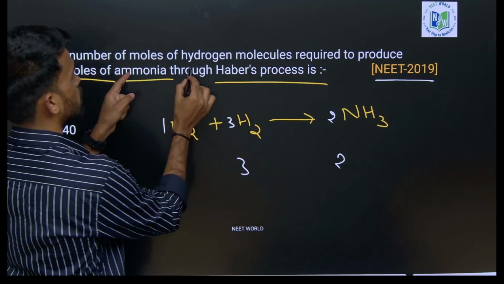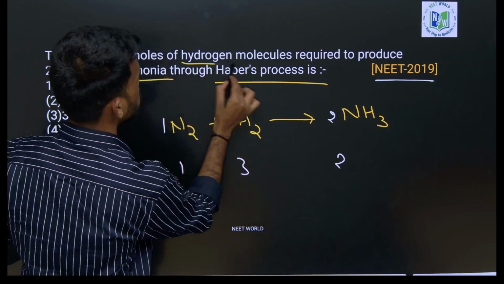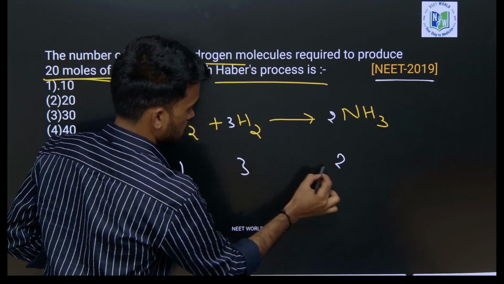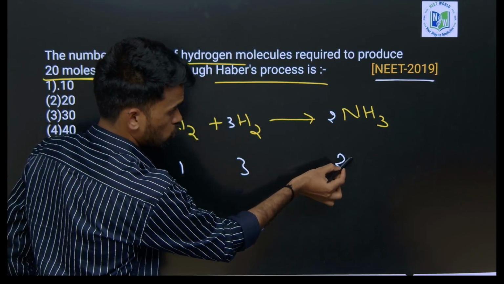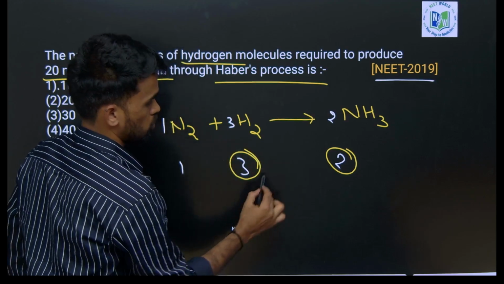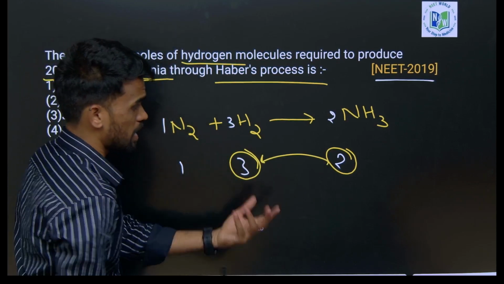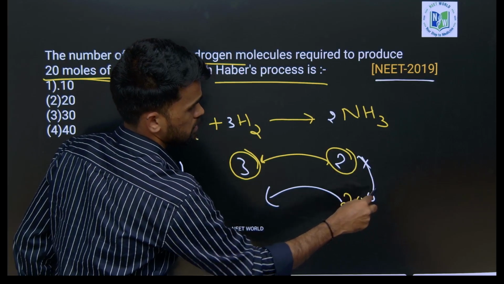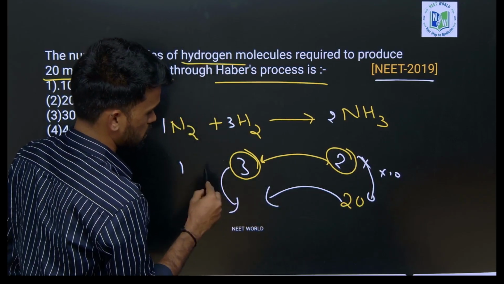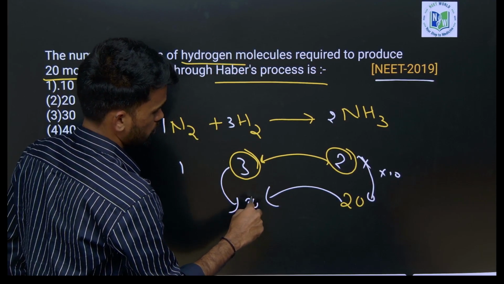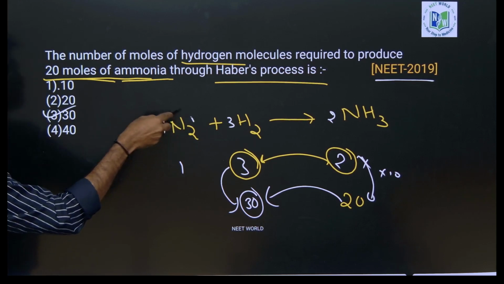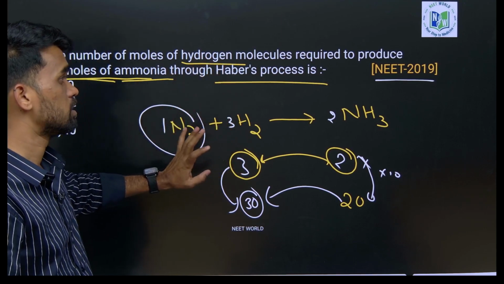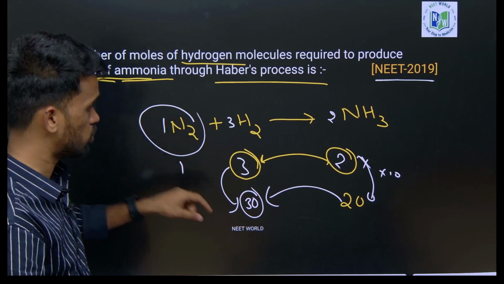So the number of moles of H2 required to produce 20 moles of ammonia. They are asking the relation between these. For every 2 moles of ammonia, we require 3 moles of hydrogen. Since they are asking for 20 moles of ammonia, just multiply by 10. From here to here, the change is multiplying by 10, so do the same thing here. It means 30 moles. So our answer is 30 moles. Similarly, you can tell me how many moles of N2 are required for this particular question. Please let me know in the comment section.